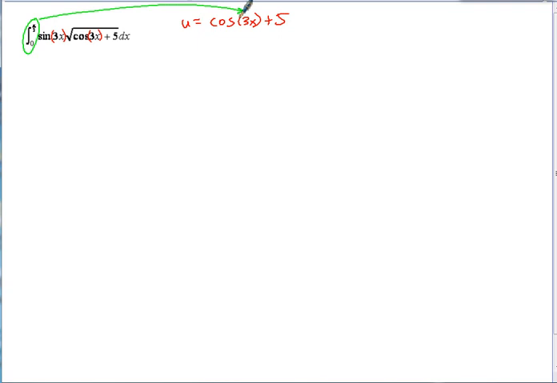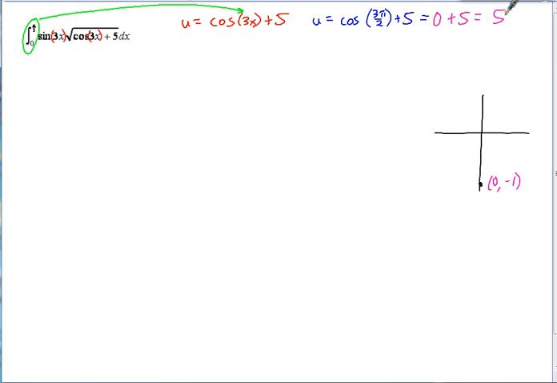So if we substitute in pi over 2, u equals the cosine. Well, pi over 2 times 3 becomes 3 pi over 2 plus 5. Well, cosine of 3 pi over 2, 3 pi over 2 is right here. Cosine is the x-coordinate. So cosine of 3 pi over 2 is 0, plus 5 gives you 5.